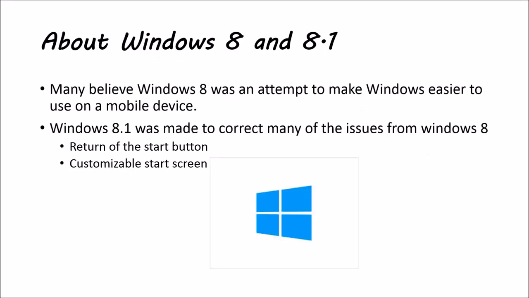So to begin, many believe Windows 8 was an attempt to make Windows easier to use on a mobile device. However, many people would argue that it also made it much harder to use on a regular computer. In response to this, Windows 8.1 was made to correct many of the issues from Windows 8. So the Start button came back, there was a customizable Start screen, etc., things like that. And you can see a picture of the Windows 8 logo here.